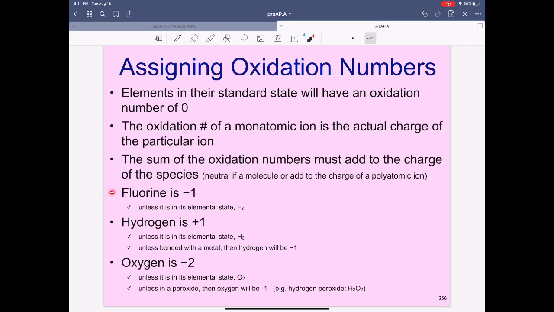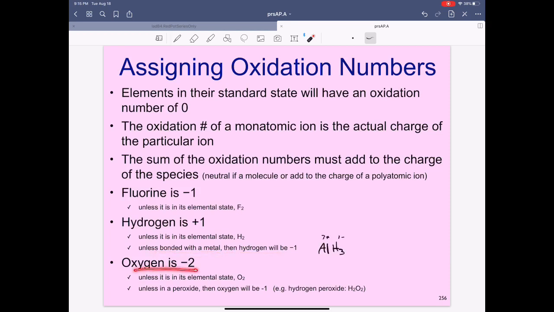Again, fluorine is most electronegative, so fluorine will always have an oxidation number of -1 unless it's in its elemental state of F2, standard elemental state. Hydrogen will have an oxidation state of +1, unless it's in H2 in its elemental state as diatomic hydrogen gas, or unless it's bonded with a metal. We won't likely see that on the AP exam.